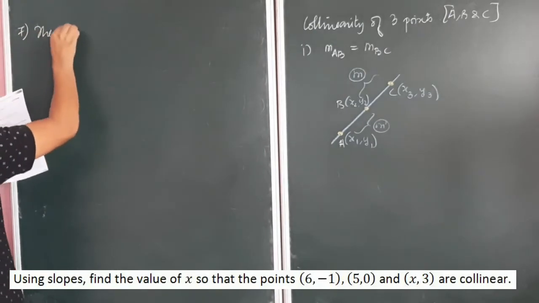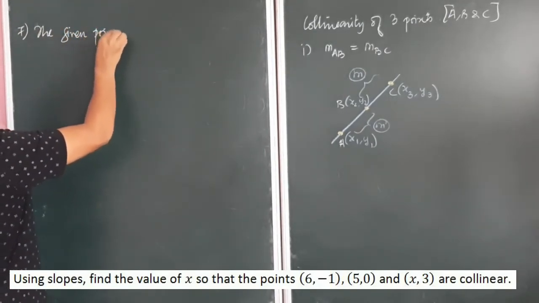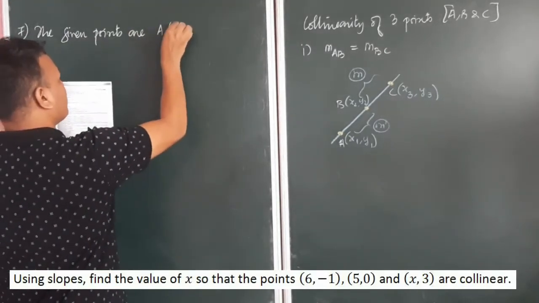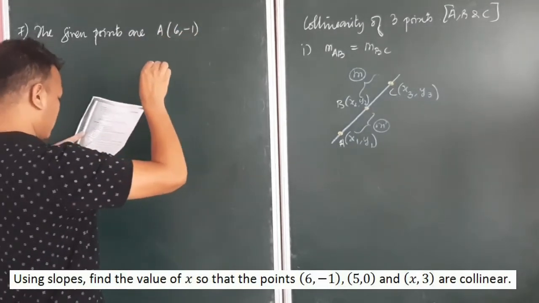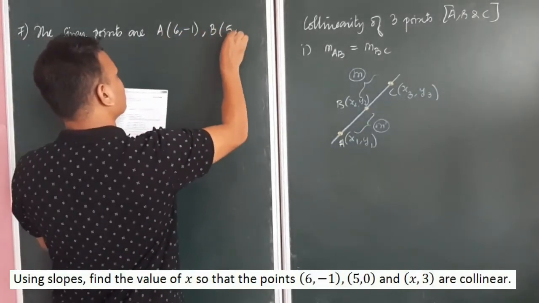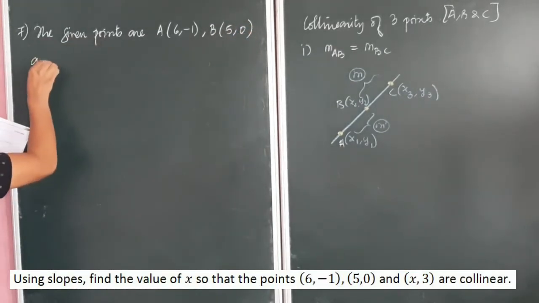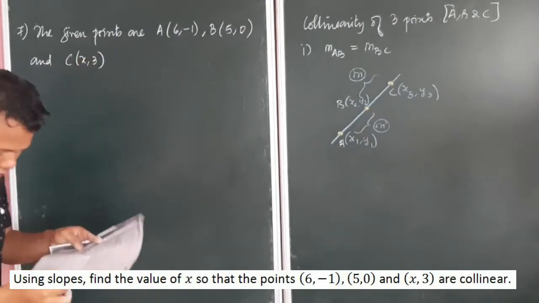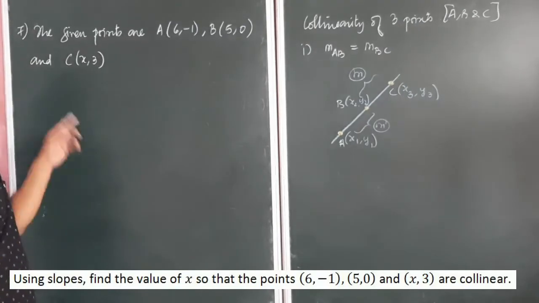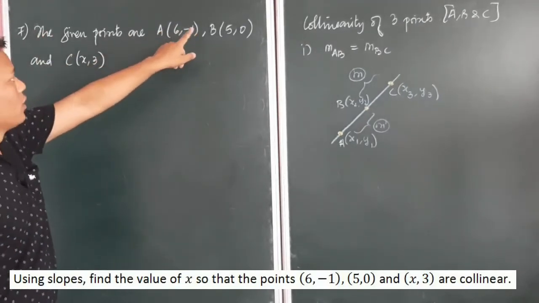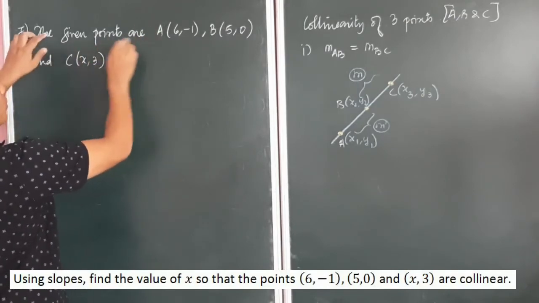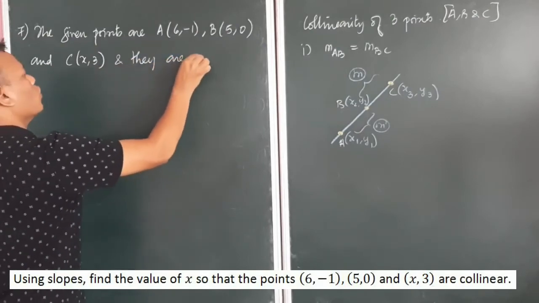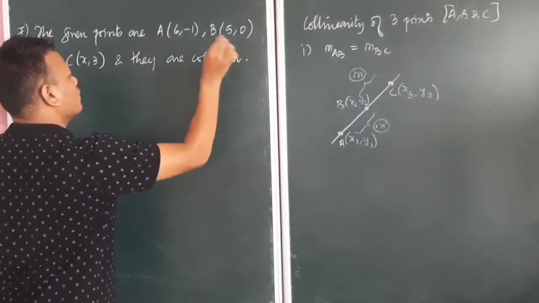So the given points are: let me name them A, 6, -1; B, 5, 0; and C, that is x, 3. These are the 3 points which are collinear. So the given points A, B and C are collinear, that's what the question says.